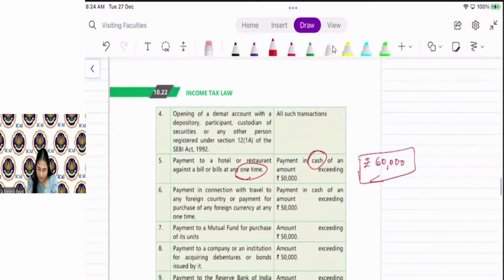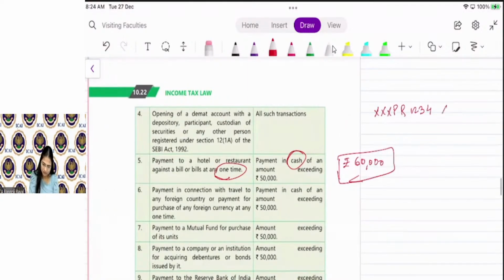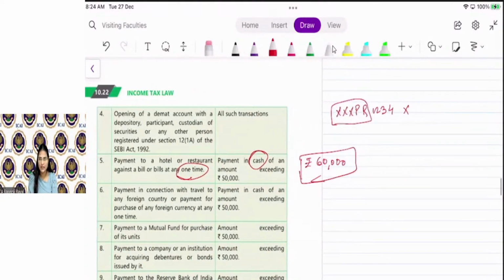The alphabet of PAN. So the first 5 characters are alphabetic, the last character is alphabetic, and the middle 4 characters are numeric. That is the format of PAN.